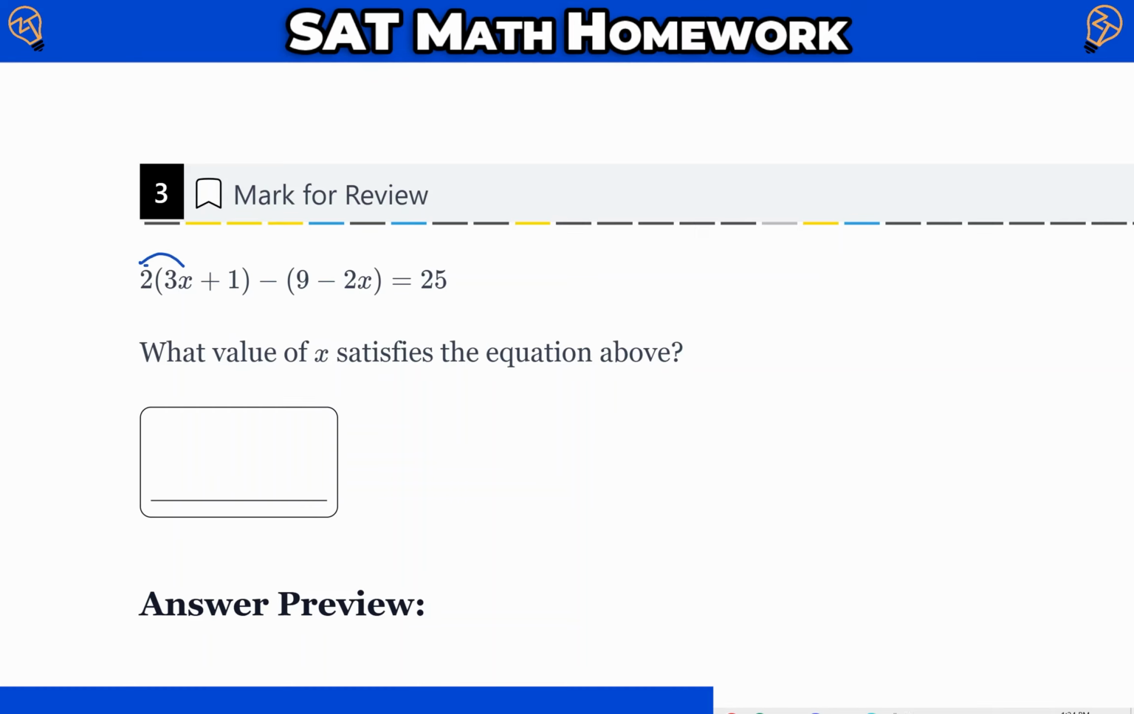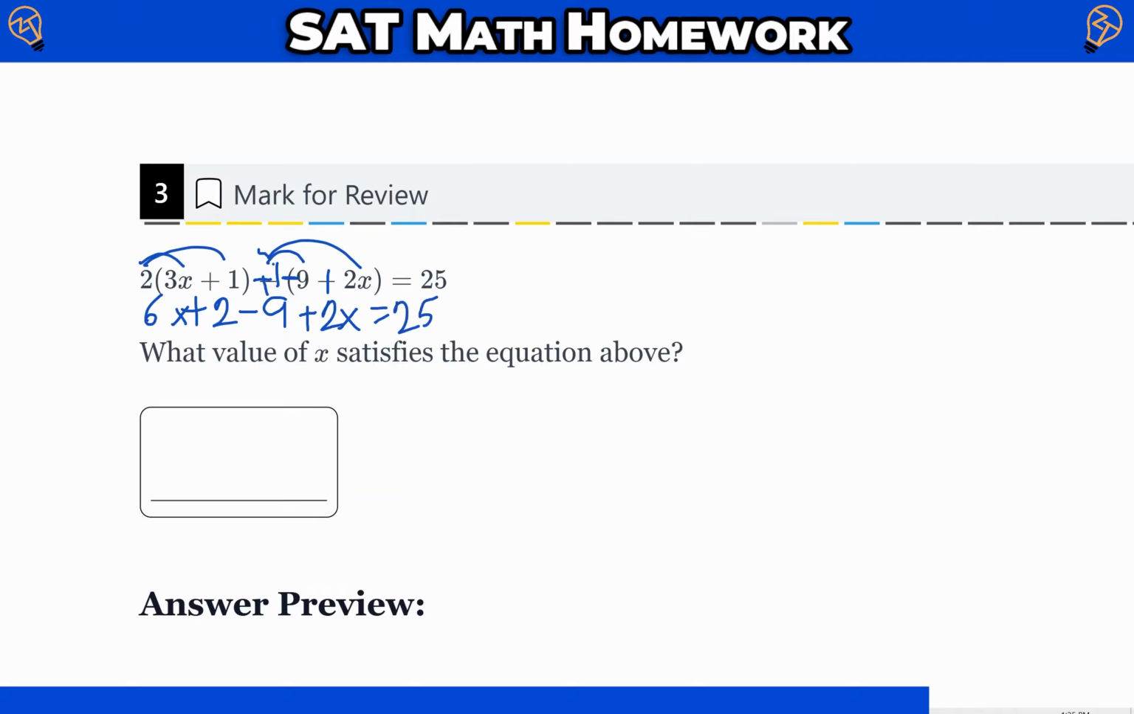So if we go ahead and distribute, we get 6x plus 2. And then here, this is really like a -1, so let's distribute that as well. That essentially flips the signs of everything to the right of the parentheses. So let's flip this, and then flip every sign to the right of the parentheses. So in other words, we now have -9 and positive 2x.